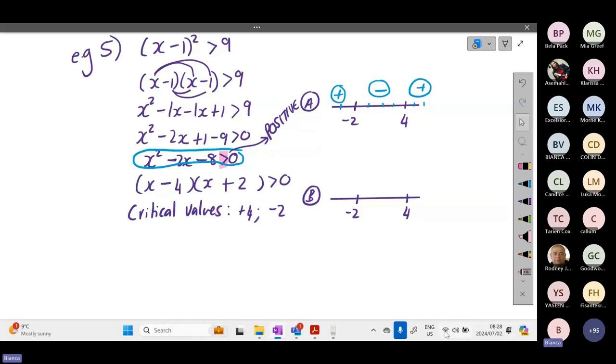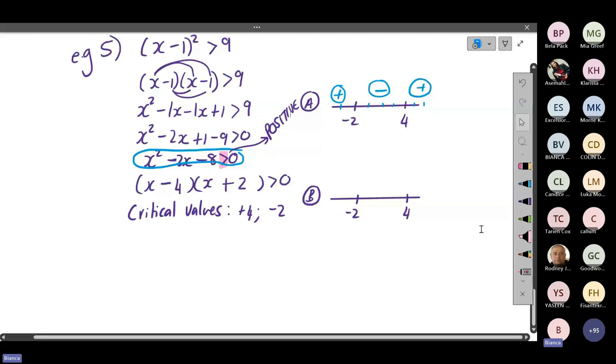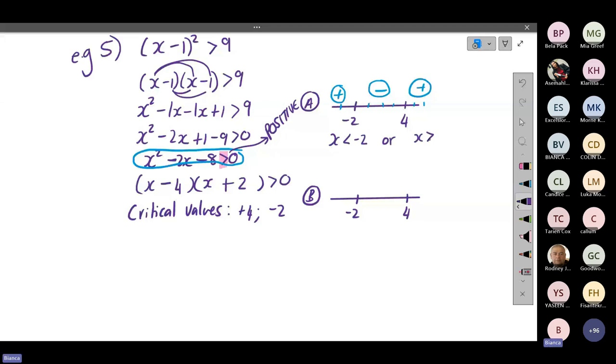It's asking for the positive solutions. So where are the positive solutions here? You can see the two plus signs. It's the numbers less than negative 2. So your answer is going to be everything less than negative 2 or everything greater than 4.